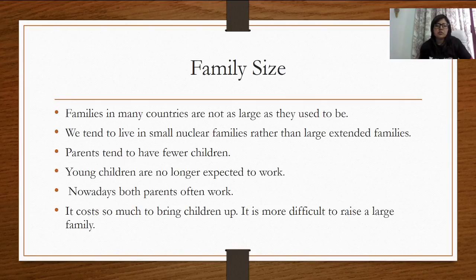Nowadays, both parents often work, as I just talked about, that now husband and wife both work. It costs so much to bring children up. It is more difficult to raise a large family. So nowadays, as inflation is increasing day by day and everything is getting costly, it has become really hard to raise a large family. So investing money on 1 to 2 children is going to be enough.